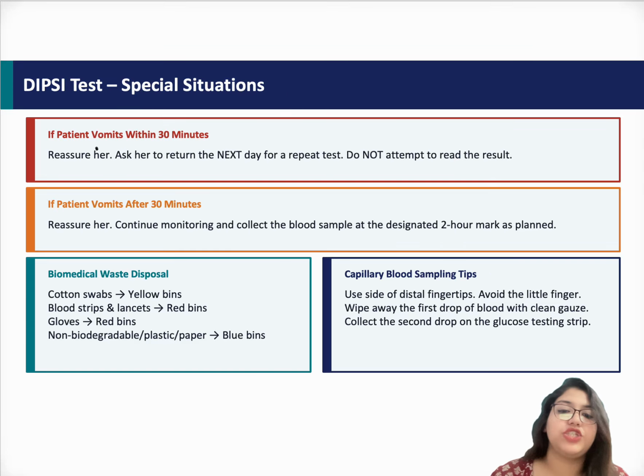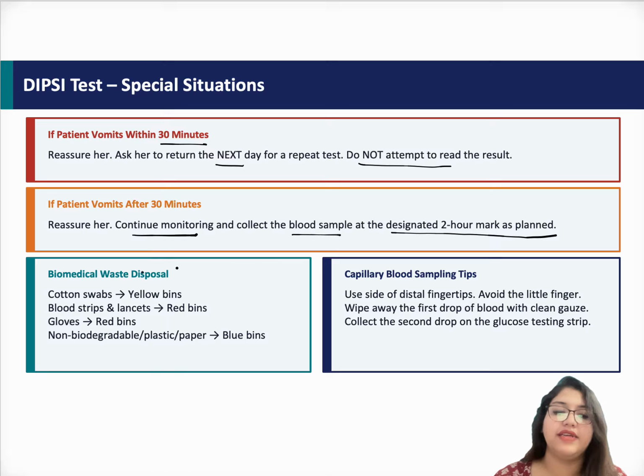Now, a special situation. If she vomits within 30 minutes, reassure her, ask her to return the next day for a repeat test. Do not attempt to read the result. If a patient vomits after 30 minutes, reassure her, continue monitoring and collect the blood sample at the designated 2-hour mark as planned.